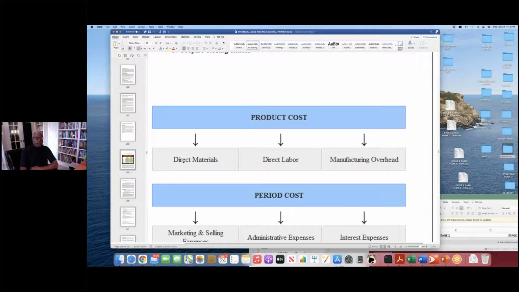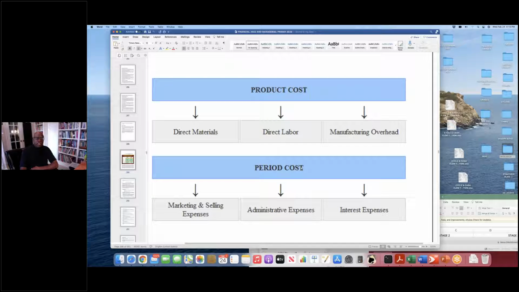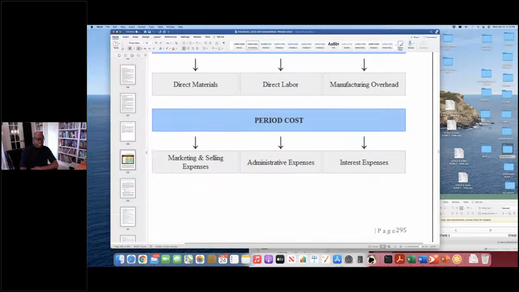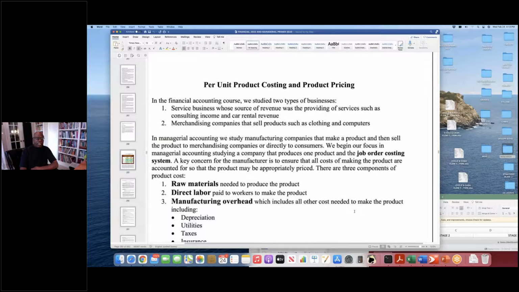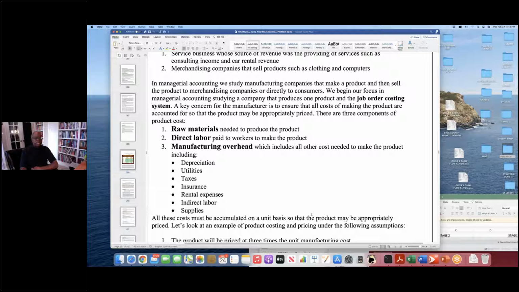The product cost is always direct materials, direct labor, and manufacturing overhead. That's all we're talking about pretty much in manufacturing and accounting. The period costs are from financial accounting: marketing and selling, administration, and interest expenses. And then we got into determining the per unit cost. And we said that we got to get this on the cost of one item. We got to get it down to how much does it cost to make one item.